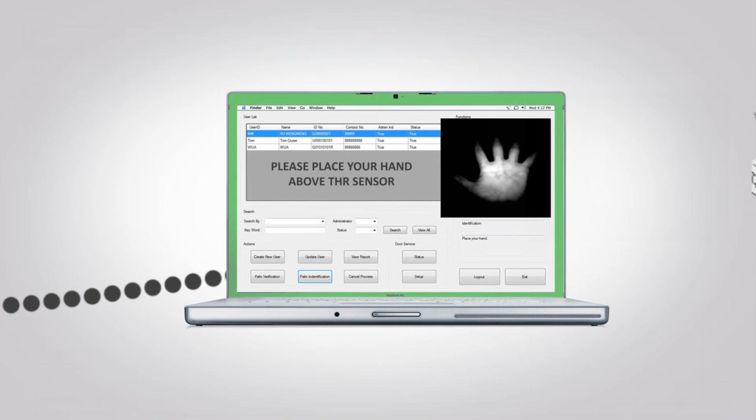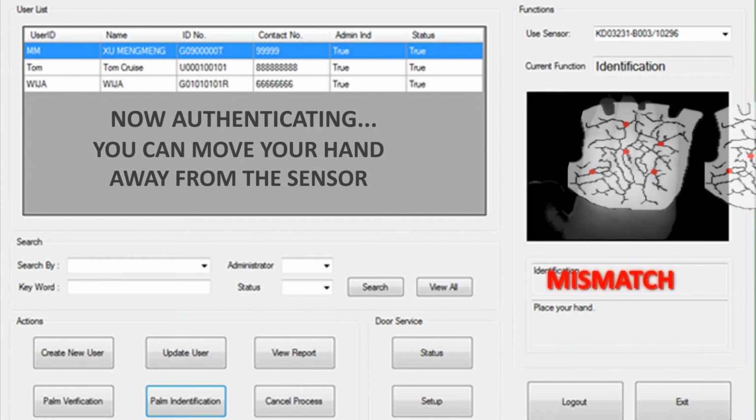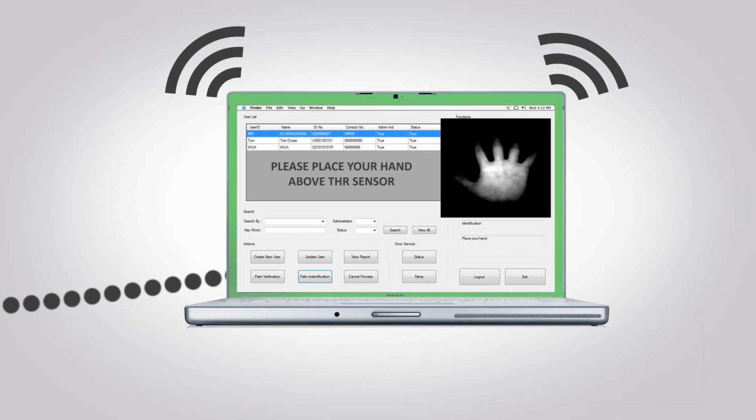Back at the BIPS software, the digitized image of the translated palm vein is compared to and matched with the database of user records for authentication. The authentication signal is successfully transmitted wirelessly back to the handheld device.